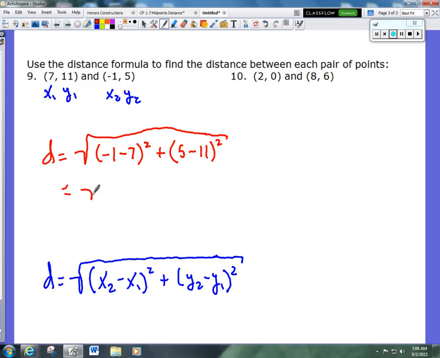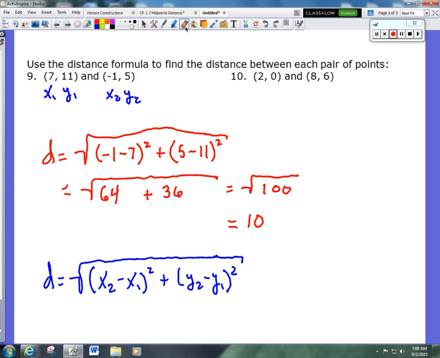Now let's simplify inside these parentheses. Negative 1 minus 7 is negative 8. Negative 8 squared is 64, plus 5 minus 11 is negative 6. Negative 6 squared is 36. Let's add these together, and I get the square root of 100. And what is the square root of 100? Well, what times what gives you 100? That is 10. So the distance between (7, 11) and (-1, 5) is 10.